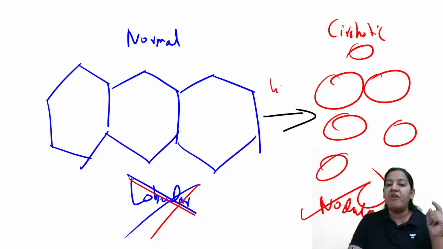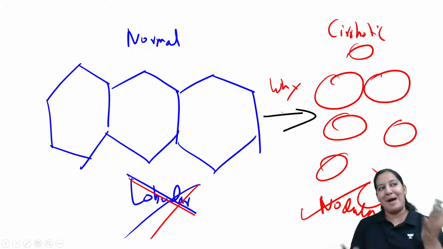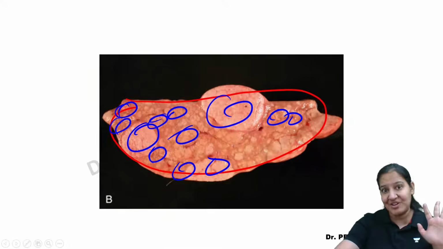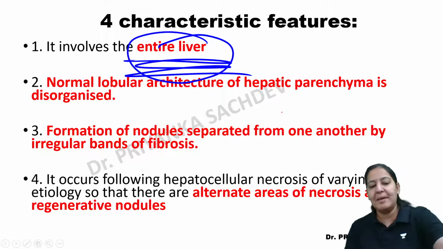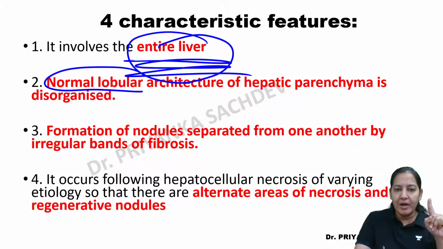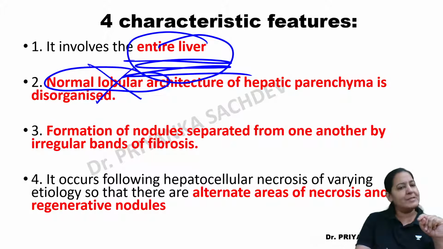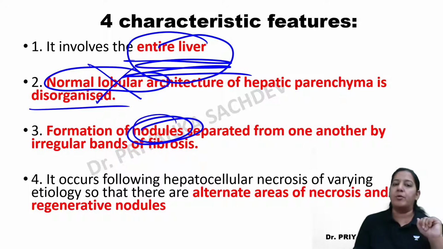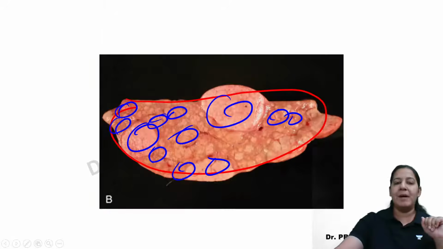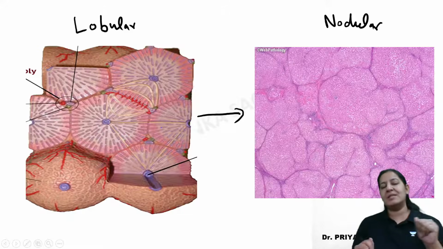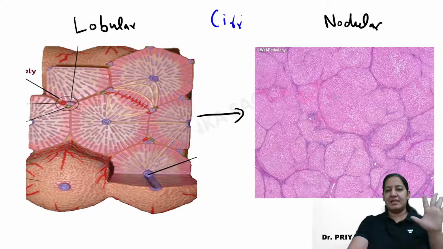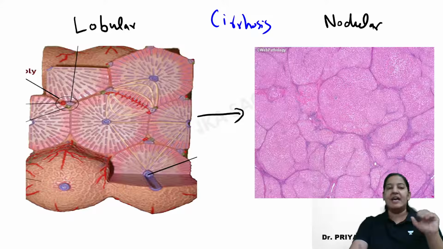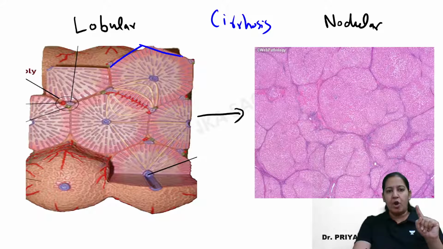Now you will ask me why it is happening. I will teach you the pathogenesis of cirrhosis. Don't worry. First, the definition. I told you that the normal lobular architecture is collapsed, it is disorganized, it is no more. And now there is formation of nodules. Multiple nodules are formed. You can see this is the definition of cirrhosis. Now you will never forget. In this definition, you can see the normal lobules.